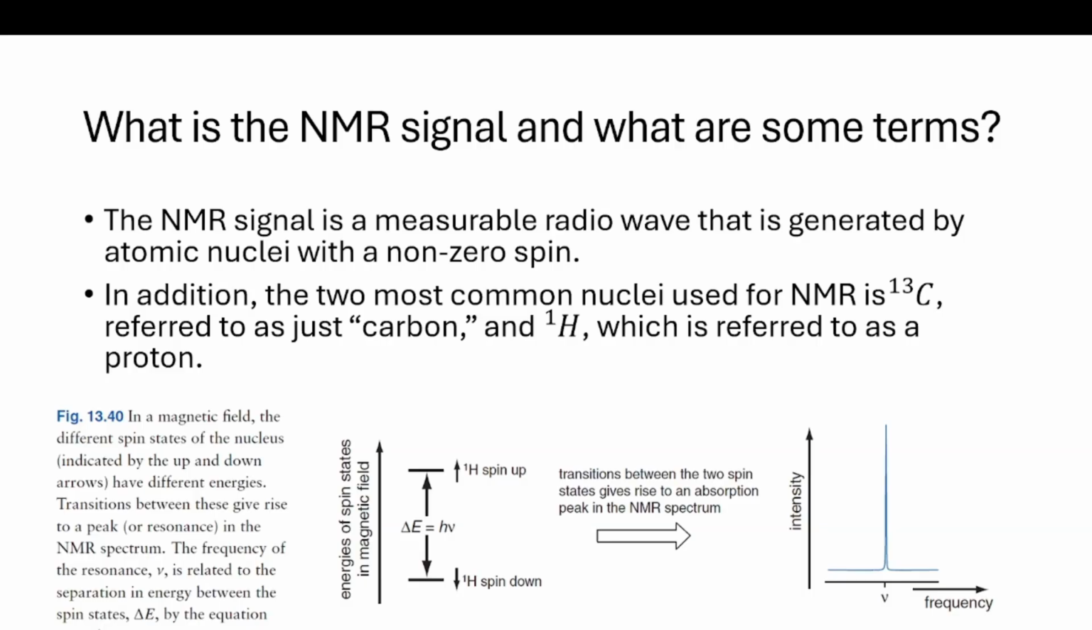Now, I want to talk about an NMR signal. The NMR signal is essentially just a measurable radio wave that is generated by atomic nuclei. With these atomic nuclei, it relies on the same principle as MRI. We subject it to a magnetic field, and we send radio wave pulses that make it release EM radiation. The two most common nuclei that we're going to look out for in NMR are carbon-13 and hydrogen-1, or just protium.